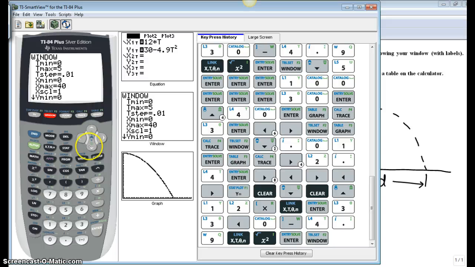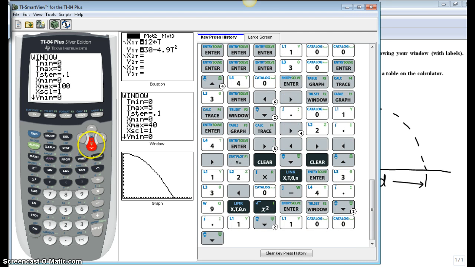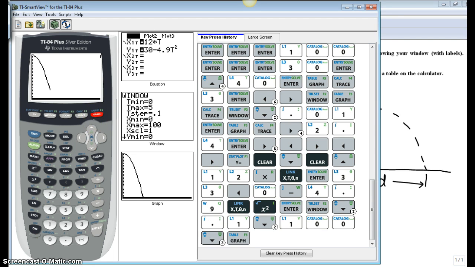From there we're going to go t min, t max. I will start this at 0.1. And if you notice, our x min and x max, I had it at 40, but again I'll put it at 100 for this one. And our y min, y max is 0 and 30. Alright, so you're going to graph that.